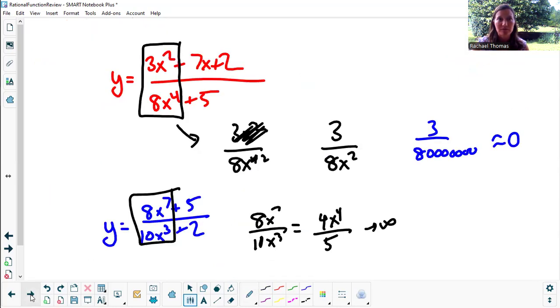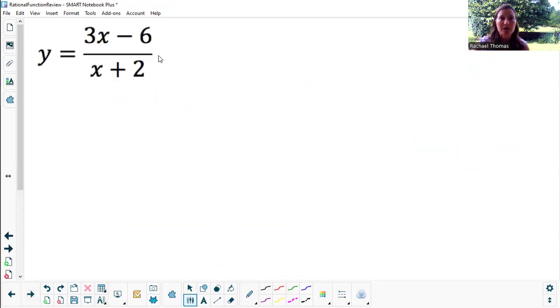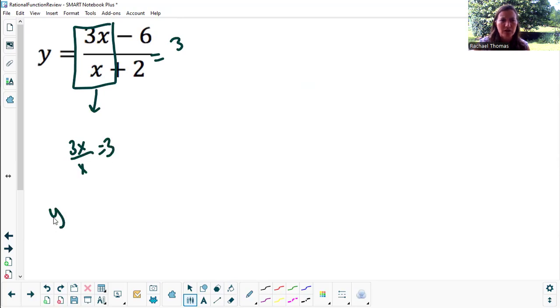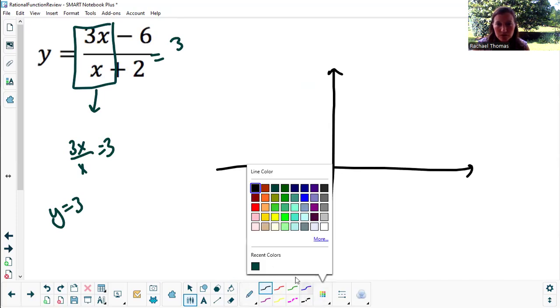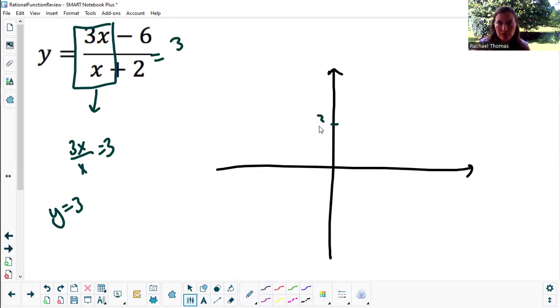Let's try another one. All right, here we go. I'm going to do a little factoring here of the top. Well, first I better do end behavior. 3x over x is 3. I'm going to have an end behavior of y equals 3.